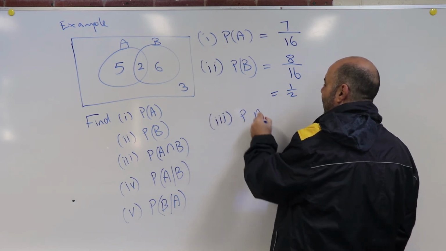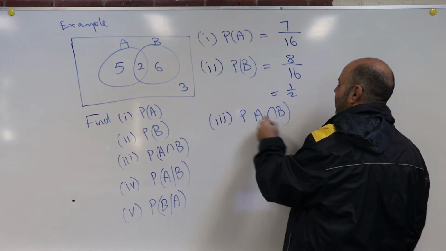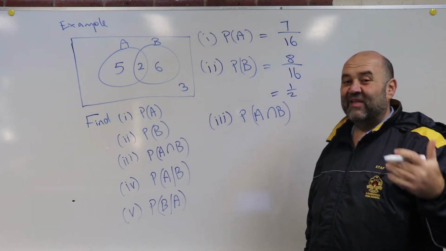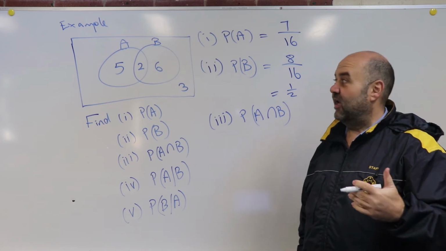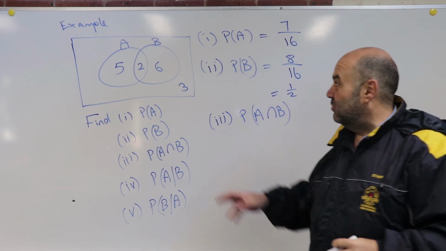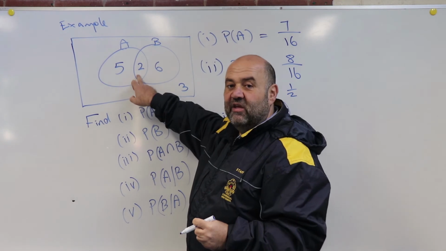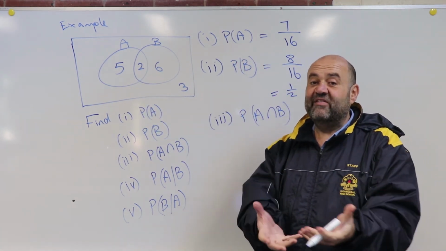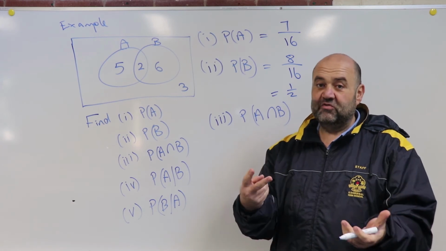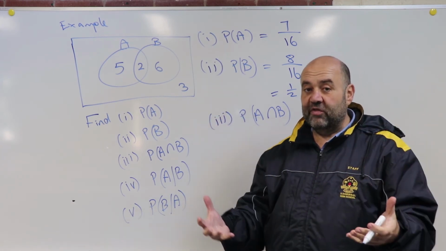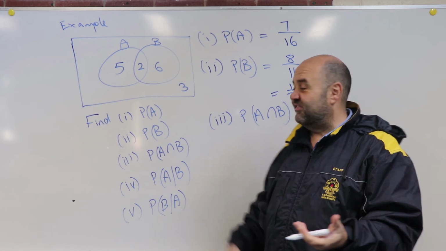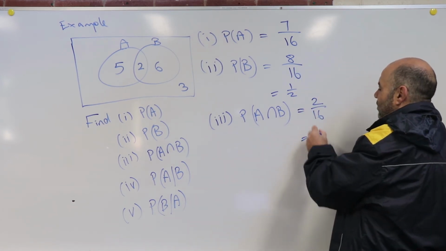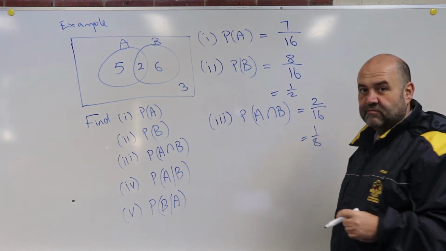The probability of A intersection B. So the probability of A intersection B means something is both A and B. So what's both A and B? Well, that's this 2 over here. So the probability of A intersection B is the number of ways that A intersection B can happen, which is 2, divided by the number of total things that can happen, which we've already seen is 16. So that's 2 over 16, which is 1 over 8.